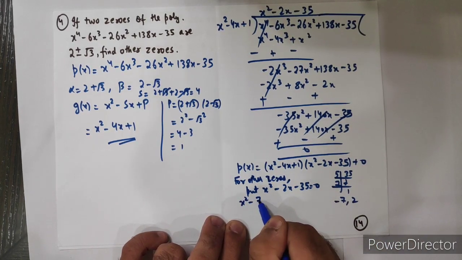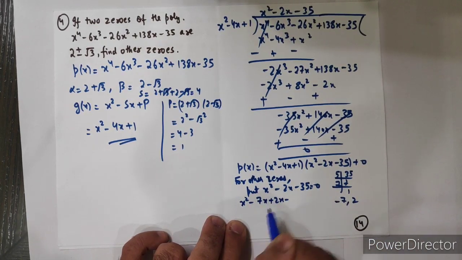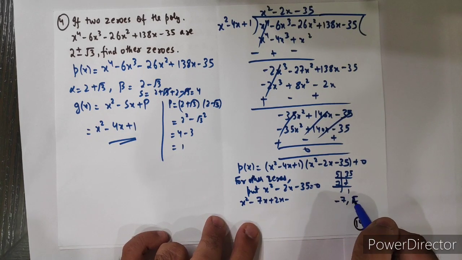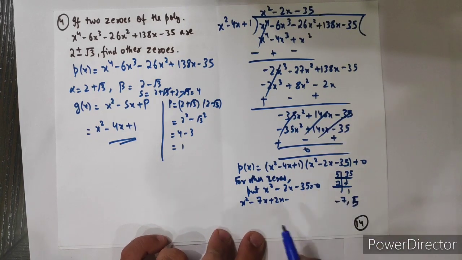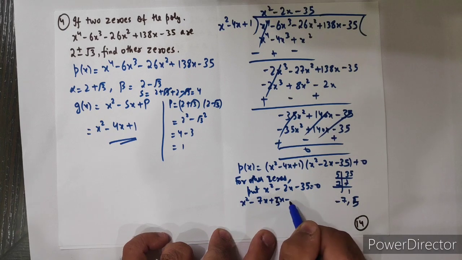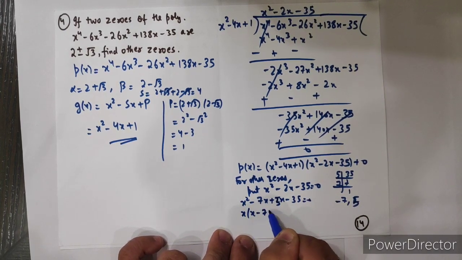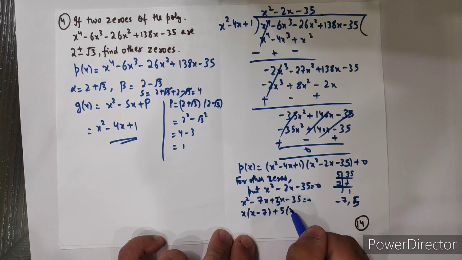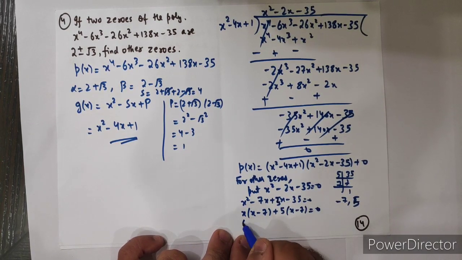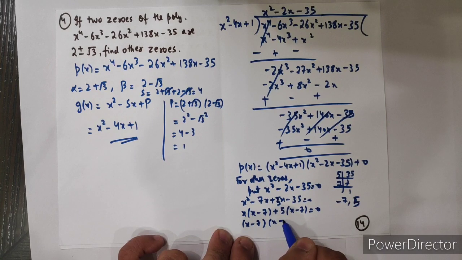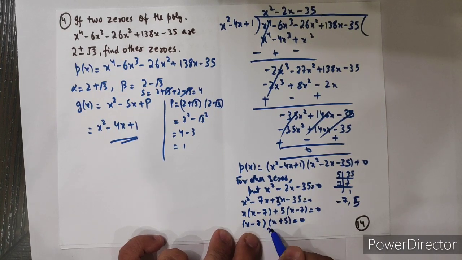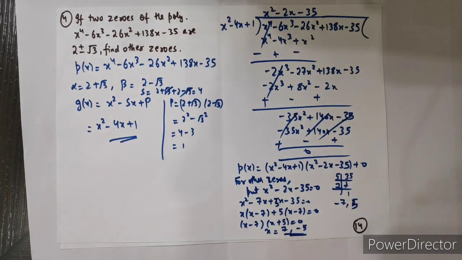So x square minus 7x plus 5x minus 35, the factors will be 7 and 5. So x square minus 7x plus 5x minus 35 equal to 0. So x is common, x minus 7, plus 5 is again common, x minus 7 equal to 0. So x minus 7, x plus 5 equal to 0. So the other two zeros are coming out to be 7 and minus 5. These are the other two zeros.